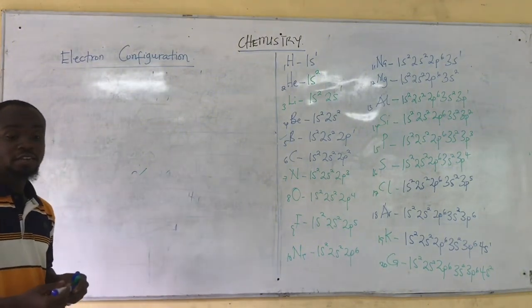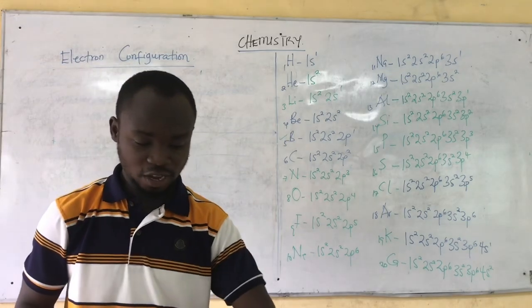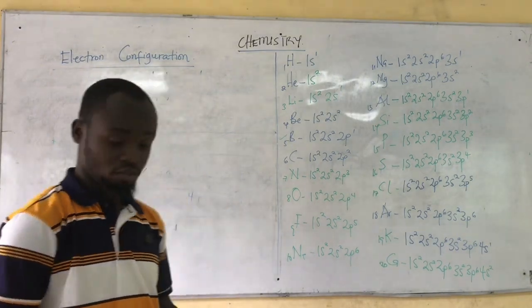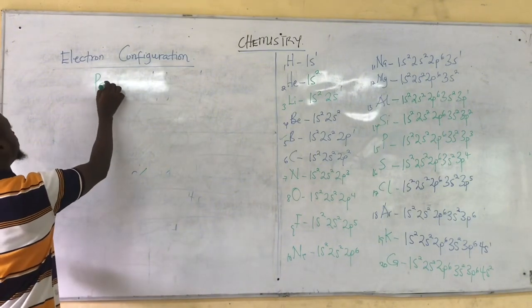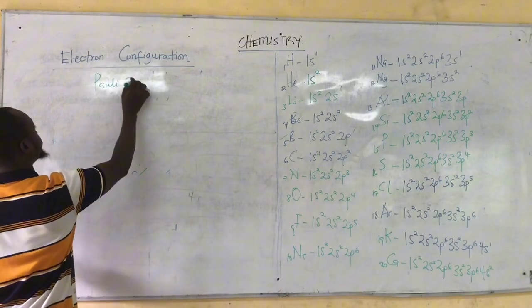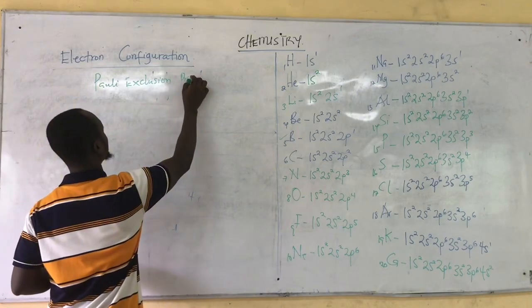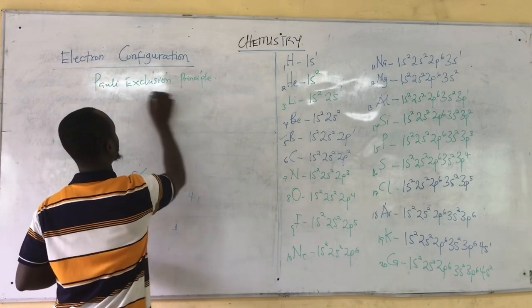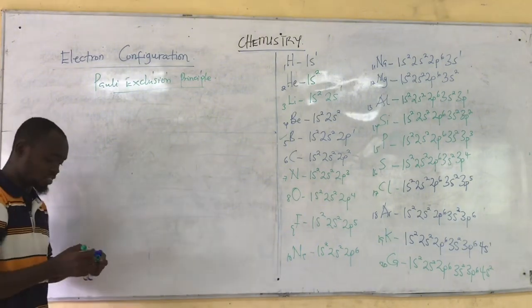So the next one is the Pauli exclusion principle. So we've done Pauli. The Pauli exclusion principle. What does it state or talk about?